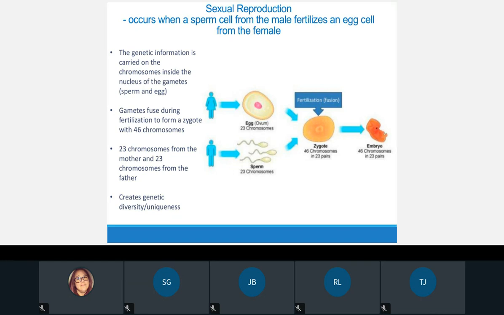But what if we put two diploid cells together in sexual reproduction? We would have too much DNA, right? So our sex cells, our egg cells and our sperm cells, are very special because they each have half the amount of DNA. So that when that egg cell and that sperm cell come together, we have a full diploid cell.